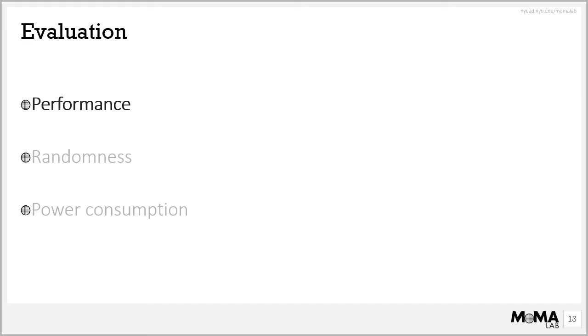For the evaluation of our proposed quantum random number generator, we wanted to assess our system based on 3 different categories, and these were performance, randomness, and power consumption.